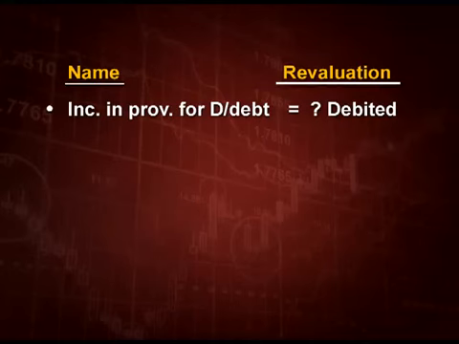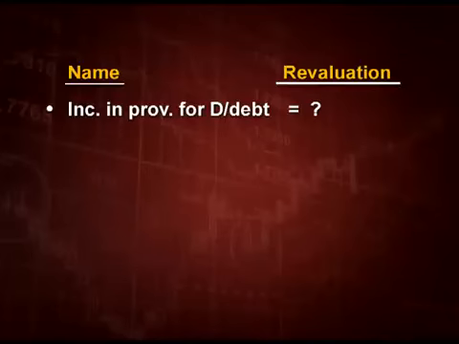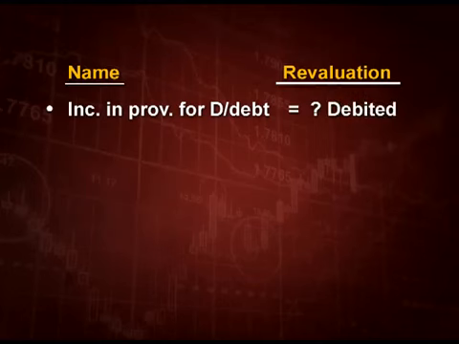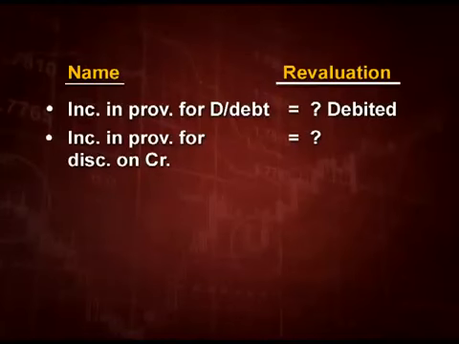Let us do some more questions. Point number 6, increase in the provision for doubtful debt. That means we will not be getting some of our debtors. Now that is a loss. Yes, it will be debited in revaluation account. Now increase in the provision for discount on creditors, which means we will not be paying to the creditors and that is a gain for the business and it will be, yes, credited.